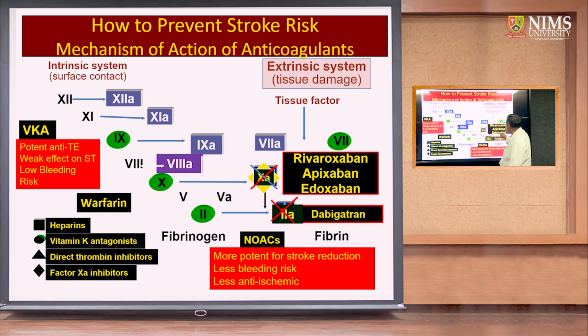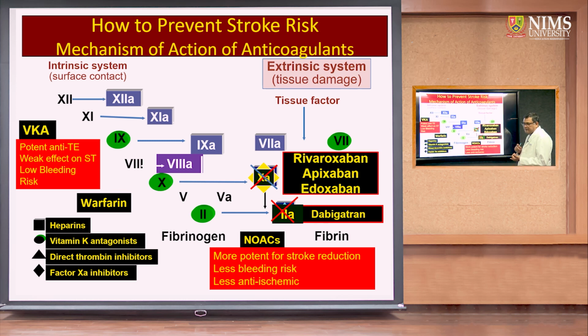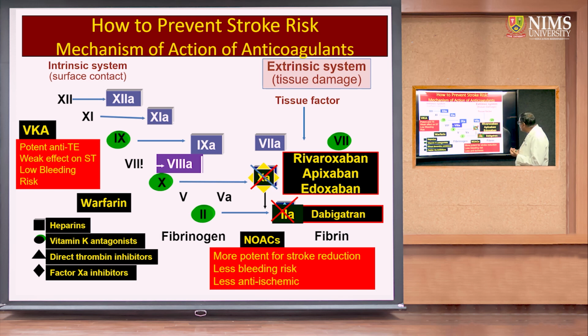So they are factor 10A antagonists, and they prevent formation of fibrin from fibrinogen. This is where they act, and the drugs are rivaroxaban, apixaban and edoxaban. So these are the three NOACs that are effective at this level. So, factor 10A inhibitors and factor 2A inhibitor. Factor 10A inhibitors are rivaroxaban, apixaban, edoxaban, and the factor 2A inhibitor is dabigatran.